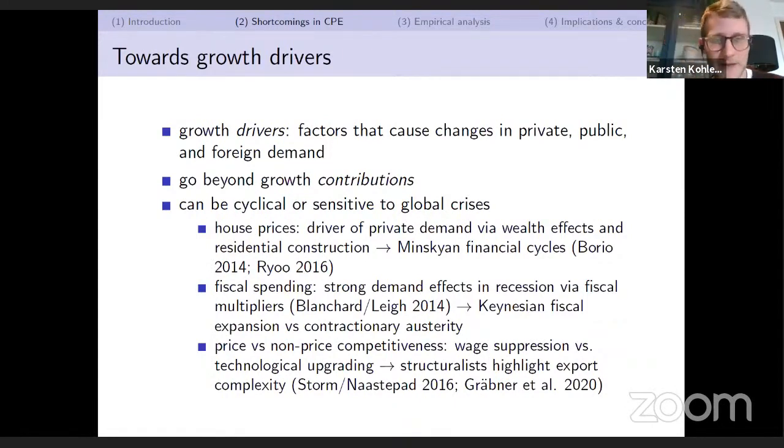And so let me get a bit more specific here about the types of growth drivers that we have in mind.